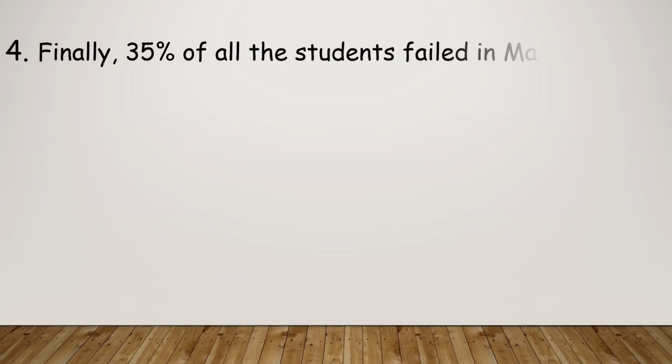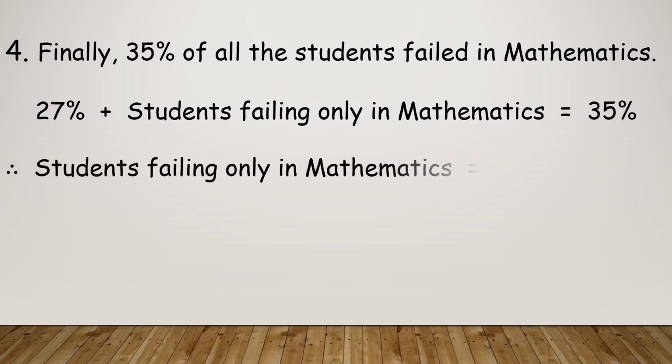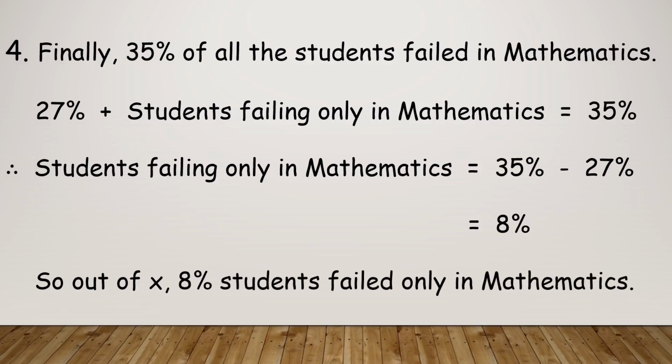Finally, 35% of all the students failed in mathematics. Again, applying the logic that we applied in 3 above, we have the students failing only in mathematics as 8%. And therefore, out of X, 8% failed only in mathematics. And this value is also given in the percent form.